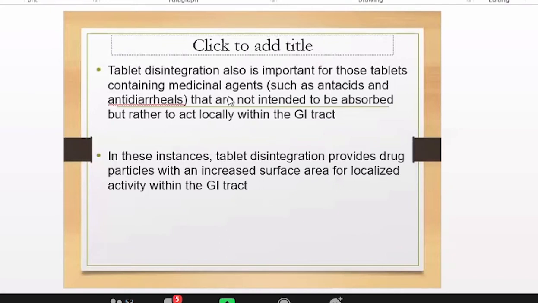So tablet disintegration is also important for those tablets containing medicinal agents such as antacids and antidiarrheals. These are not intended to be absorbed, but they act locally. Okay, so once they disintegrate, they are then going to provide an increased surface area for localized activity within the GIT as antacids and antidiarrheals.